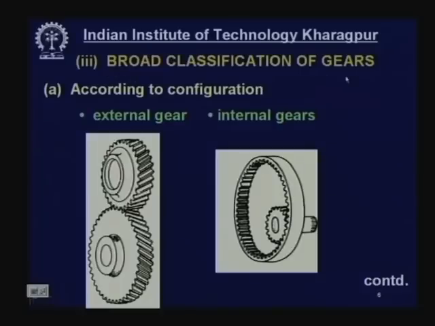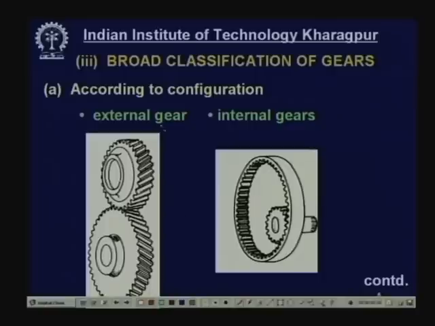Next is the broad classification of gears. There are different types of gears. Now, when we classify gears or anything, we must consider with what respect we are classifying them. Gears can be classified according to several aspects. The first aspect is according to configuration, that means external gear. This is an external gear. External gear means the teeth of the gear are provided on the periphery, the outer surface of the wheel.